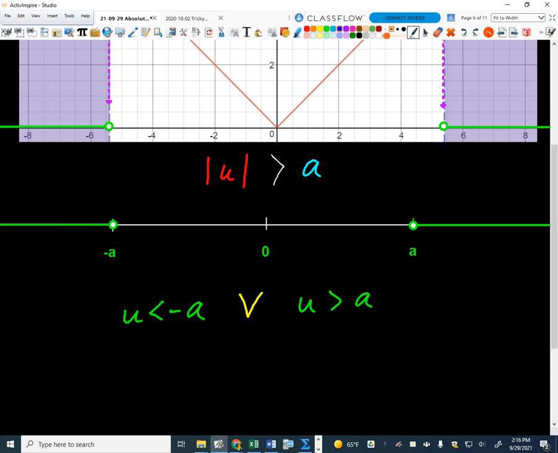So our pattern is, if an isolated absolute value is greater than a number, then whatever's inside is either going to be less than the negative number or it's going to be greater than the positive. So it's either going to be extreme negative values or extreme positive values, but none of the medium values in between. Okay?